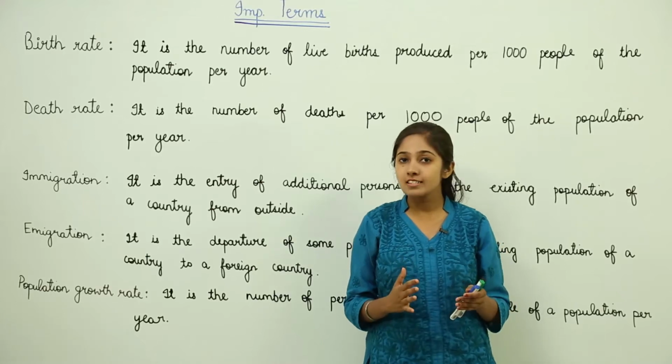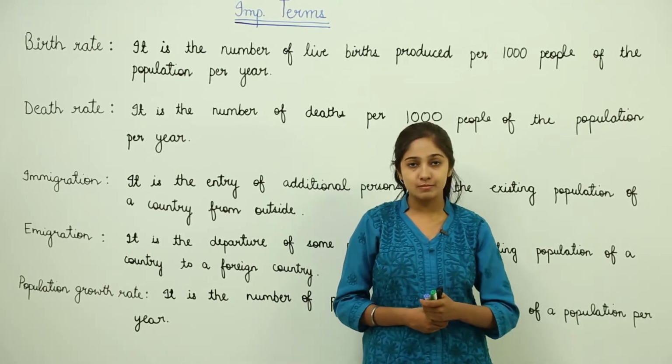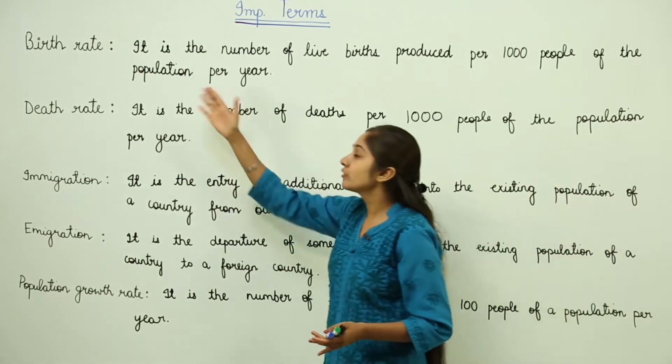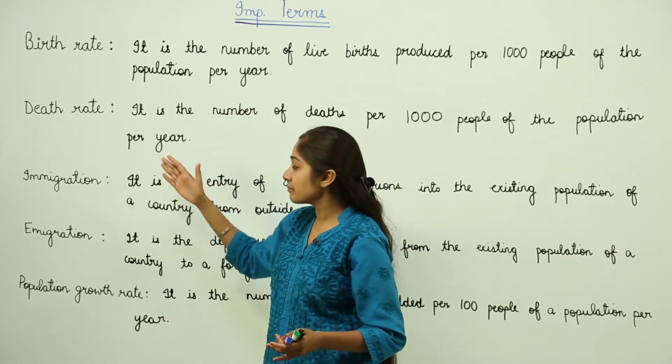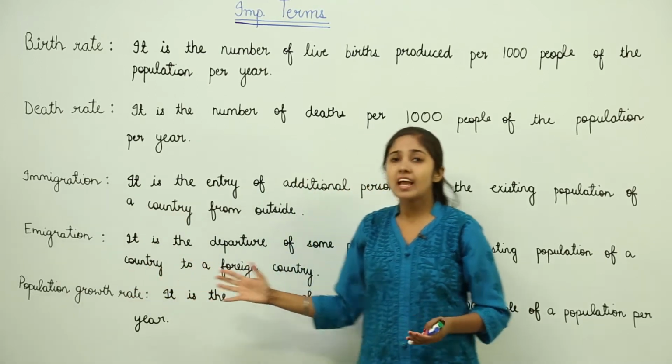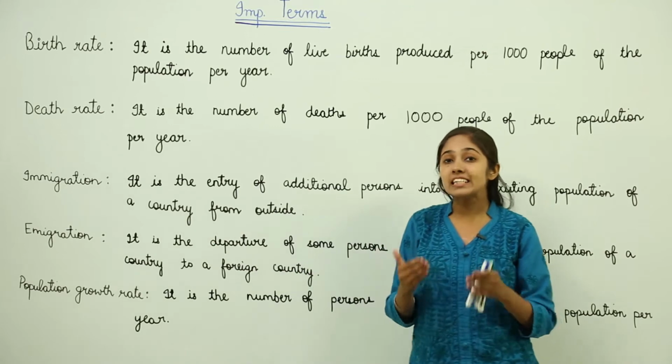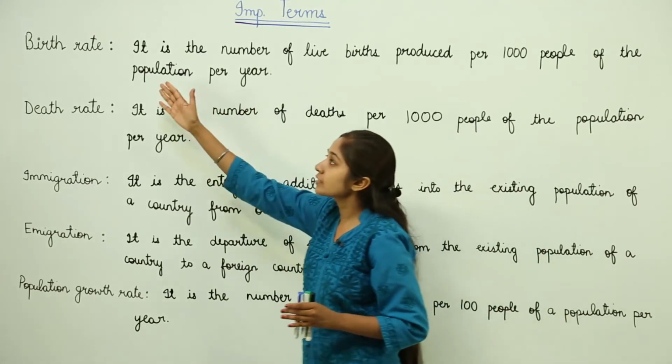Now let's discuss some very important terms from the point of examination. Let's discuss birth rate, death rate, immigration, emigration and population growth rate. As you already have an idea about these terms, how will you define them? Let's discuss. First of all, birth rate.